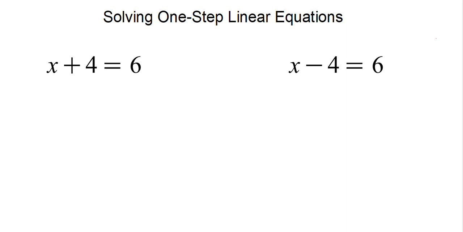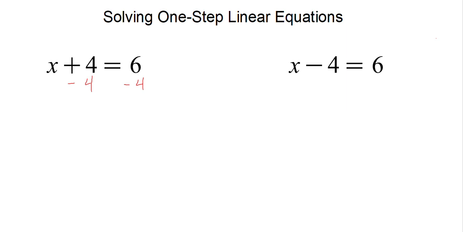The process we're going to use is, again, like with the multiplication and division ones, to use the opposite operation. So what's happening to the x? Well, we're adding 4 to the x. So to only have x on that side, instead of a plus 4, we're going to have to subtract 4. So that's going to be our first step. We're just going to subtract 4 from the left-hand side and 4 from the right-hand side.